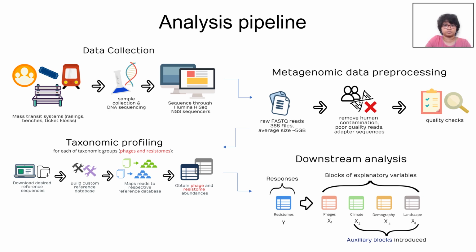After raw metagenomic samples are obtained in the data collection step, we pass them on to the preprocessing step, where we pass the reads through a standard bioinformatics pipeline to improve their quality. And once that's done, we compare the reads against databases to identify and count phages and resistomes in the taxonomic profiling stage. And finally, we are prepared to conduct our statistical analysis in the downstream analysis step.